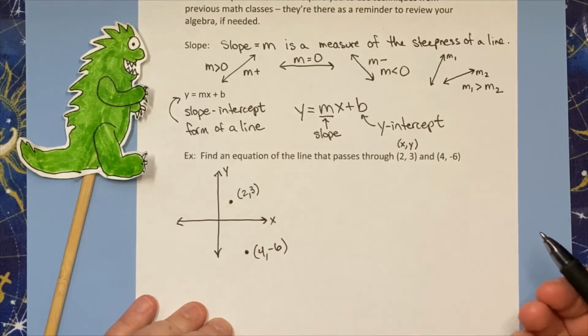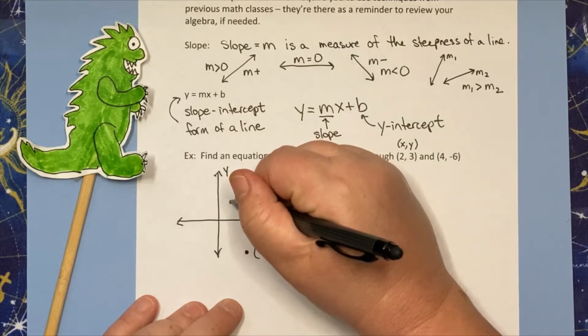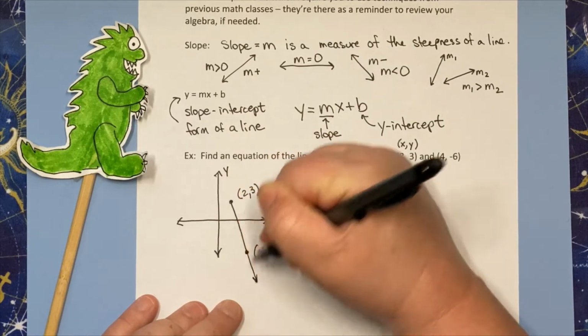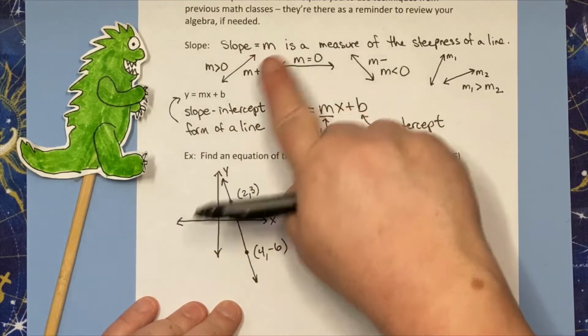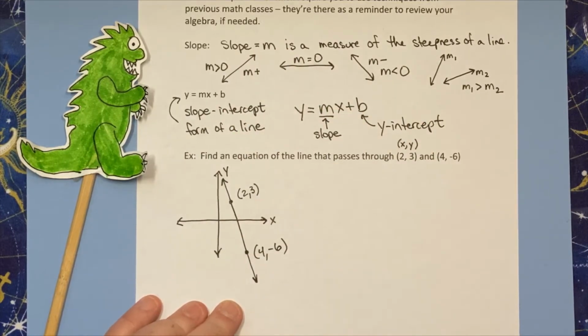So the first question is, how many lines pass through those 2 points? And the answer is, it's just a single line. The line that passes through these 2 points and continues on, there's just one of them. And so we can find the equation of that line. If you have 2 points, you've got a line. Or if you've got 1 point and a slope, you've also got the line. So we're going to be dealing with the 2 points version.